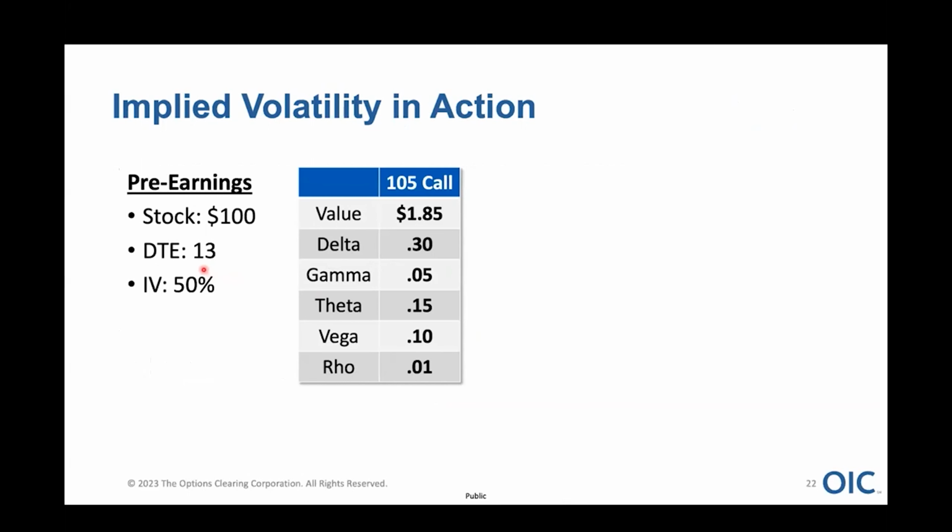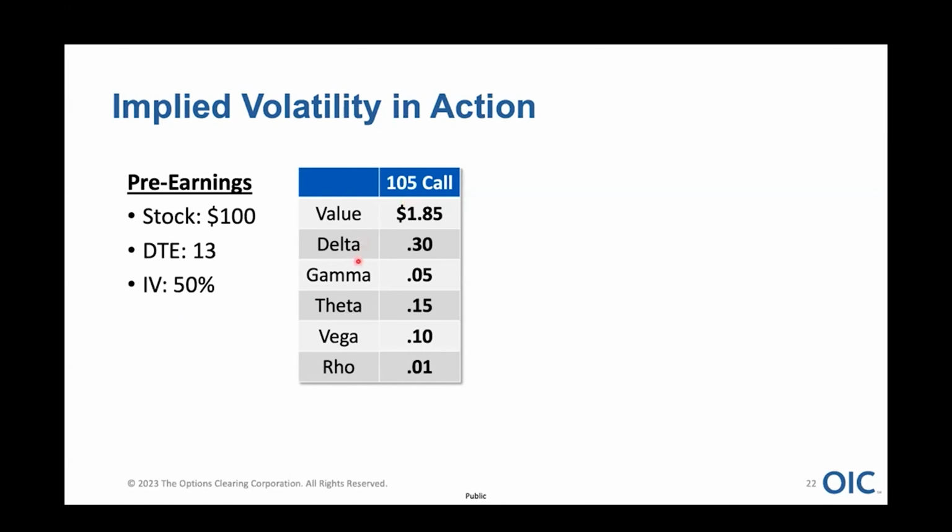We have 13 days to go to expiration, and the implied volatility of these options is 50%. So we see on our options chain, we could buy this call for roughly $1.85, the 105 call. It's $5 out of the money, but we're bullish on this stock. We think earnings are going to be good, and we're looking to play an upside move.